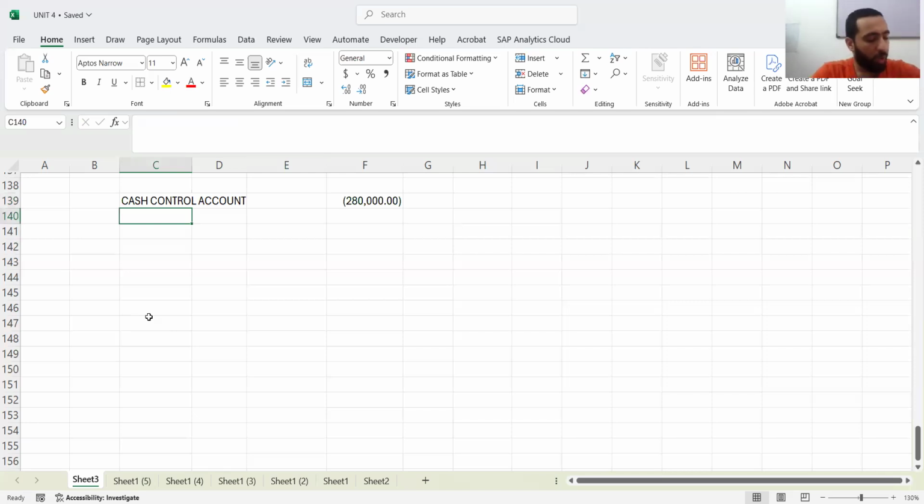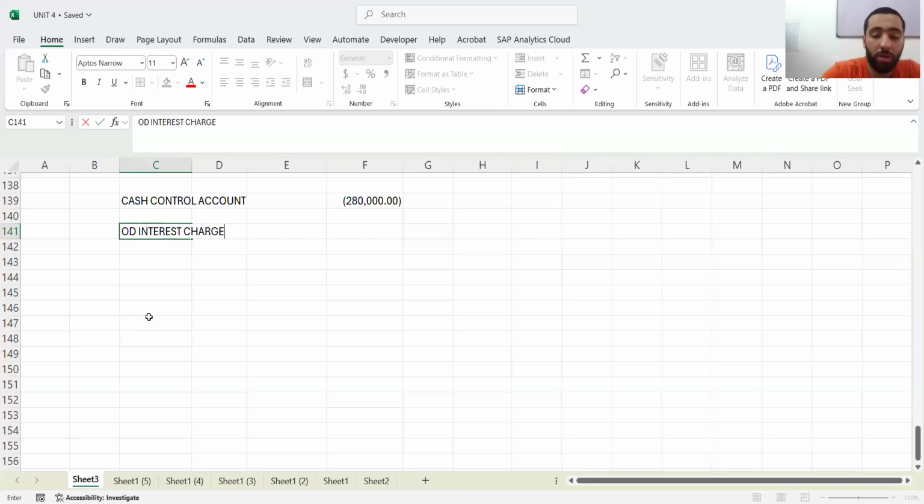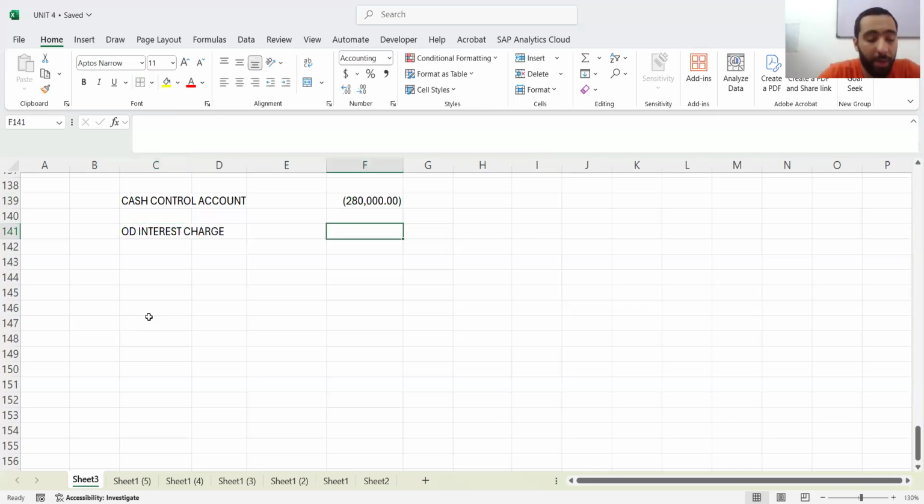And then first one, OD interest charge not updated in the payment journal. OD interest charge not updated in the payment journal is how much? Minus 1,400. Okay, so Rizma, did you understand why this is negative? Is everything okay? Overdraft. Why is overdraft a negative balance?